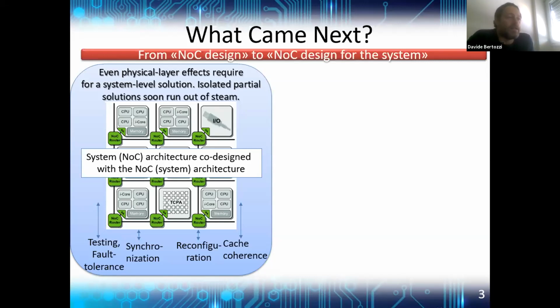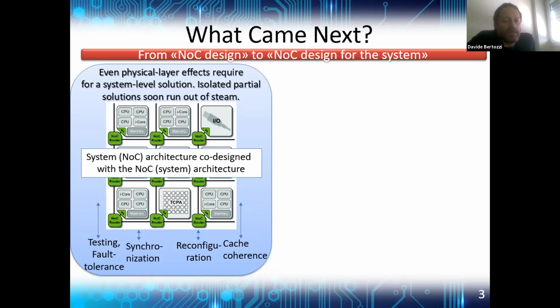Think about fault tolerance. If you try to implement fault tolerance in hardware only, it's going to be overly expensive. A better approach could be to co-design your fault tolerance support in hardware and in software. A relevant example of this is given by the well-known checkpointing and rollback technique, which needs both hardware and software support.